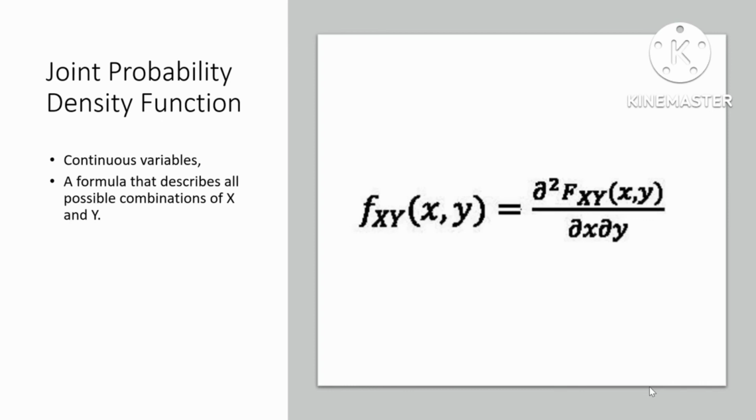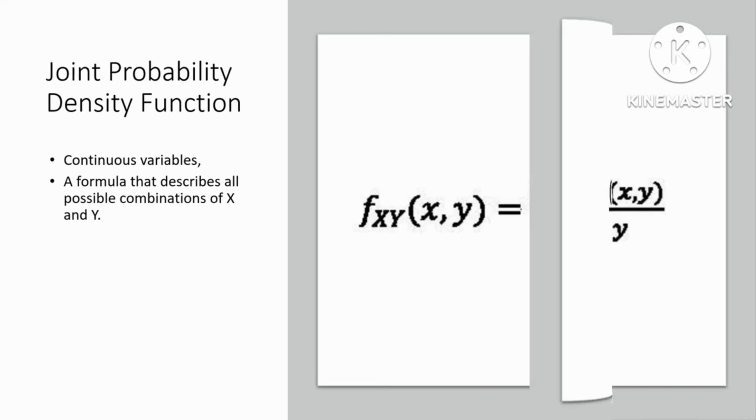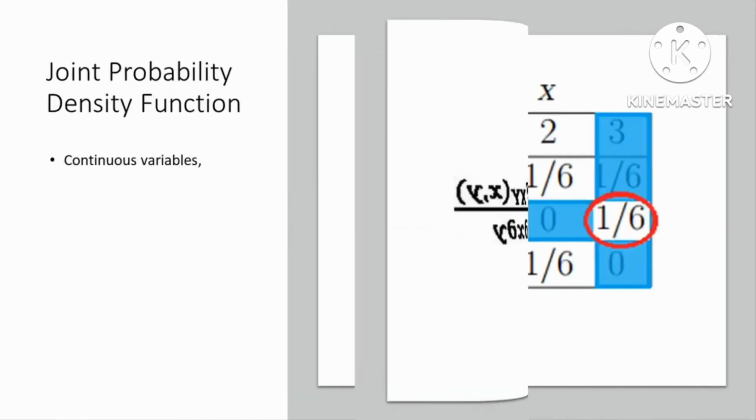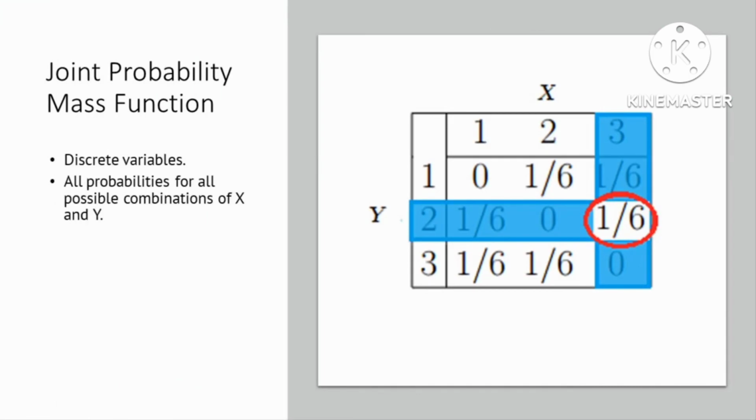If we have two random variables, X and Y, we can define the joint PDF as the partial derivative of a function of X and Y with respect to X and Y. Finding partial derivatives is a fairly advanced concept in calculus, so I won't go over that here. But just to clarify, there's two types of densities. You have the joint PDF, which is for continuous variables, and then you have the joint PMF, and those are for your discrete variables.